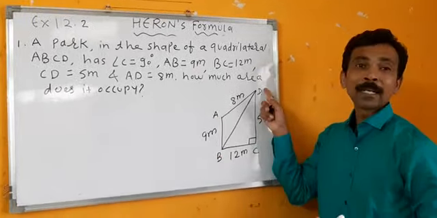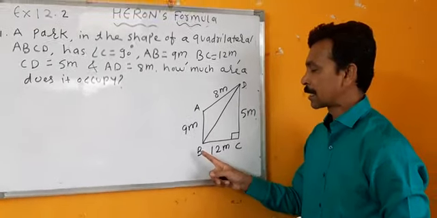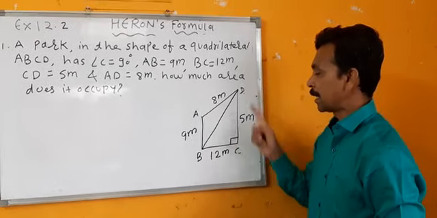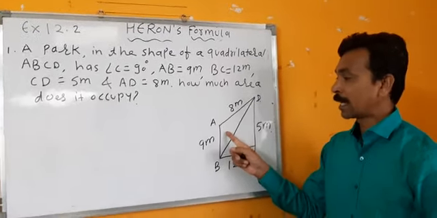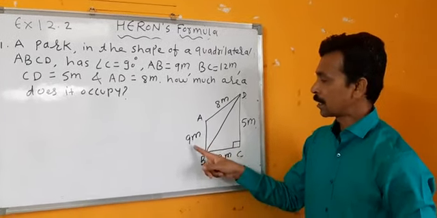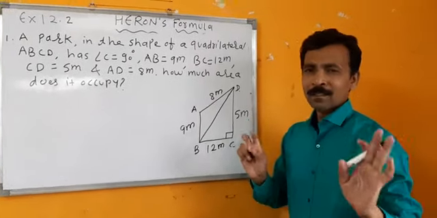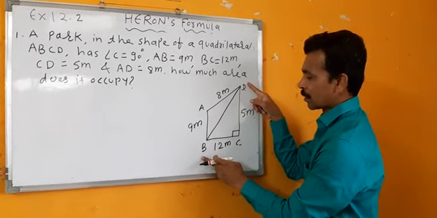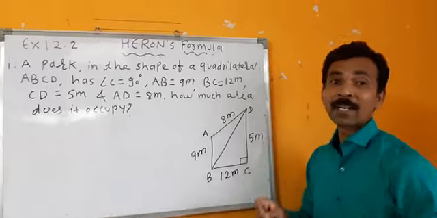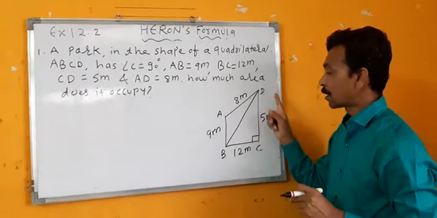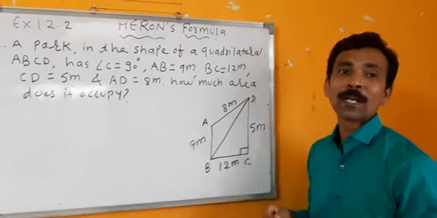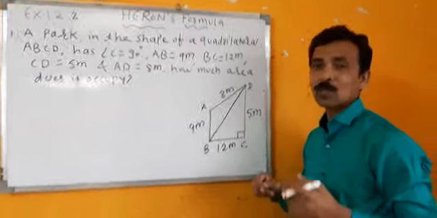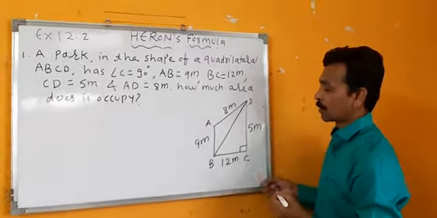Triangle ABD and another triangle is triangle BCD. Triangle BCD is a right angle triangle, right? We'll see what type of triangle ABD is after getting the value of BD using Pythagoras theorem. Then we'll decide whether we have to use Heron's formula or any other formula.